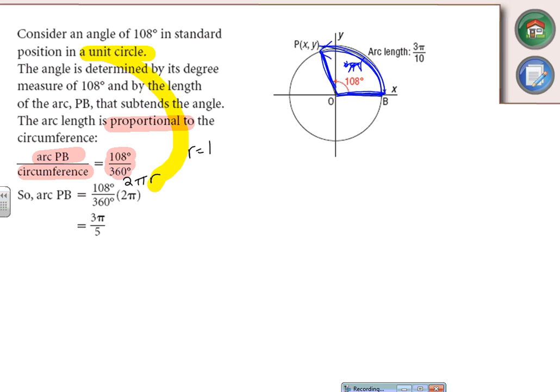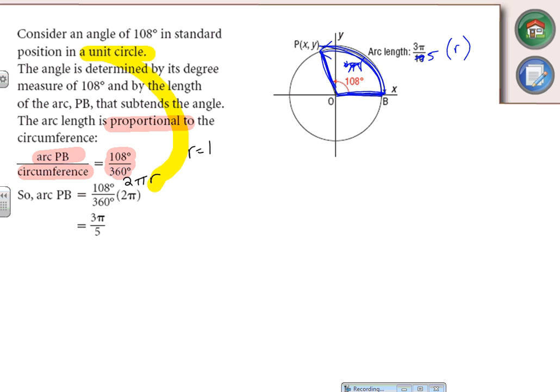Which then, I see a typo in your book there. That should be 3 pi over 5. Because this right here, 3 pi over 5, is talking about the same thing as 108 degrees. That can be a way of talking about that angle. The arc length is 3 pi over 5, and it's 3 pi over 5 of whatever the radius is. If the radius was 4, it would be 3 pi over 5 radiuses.